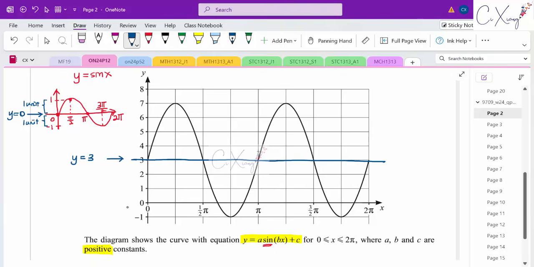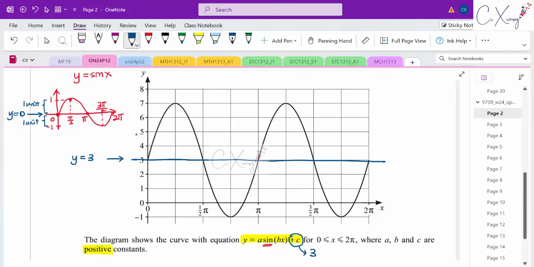When we translate the graph up 3 units, it tells us that we have a plus c, and the c here is 3, because the plus c is outside the basic function, which means it is a translation in the vertical direction. So I'm translating my graph 3 units upwards. Therefore, c is 3.